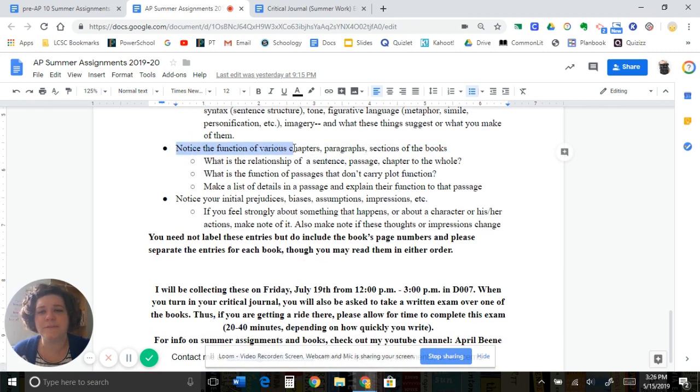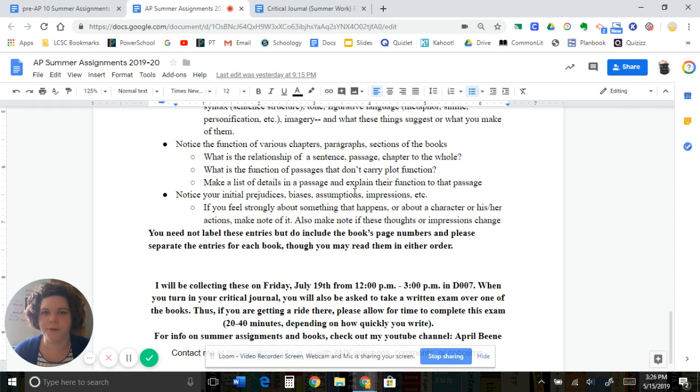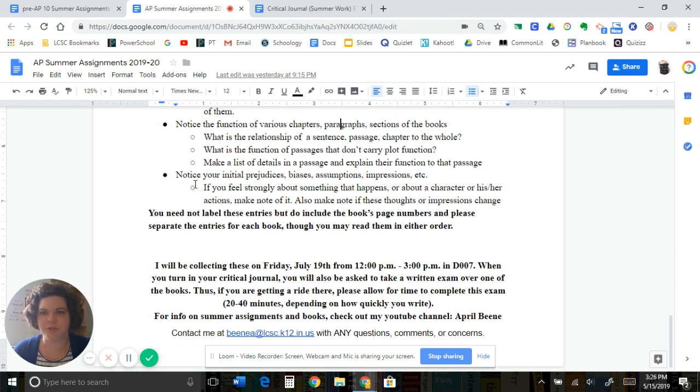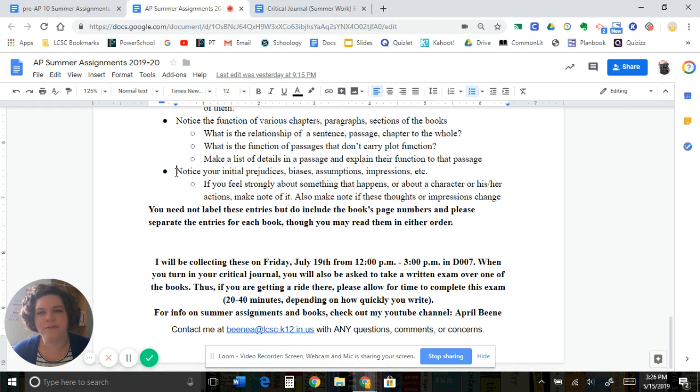You might also notice the function of various chapters, paragraphs, or sections of the book to the whole thing. So what does it add? What does this first opening paragraph add to the whole text or to that chapter? And there's some other little details you can look at here. And then another one I find really fascinating.